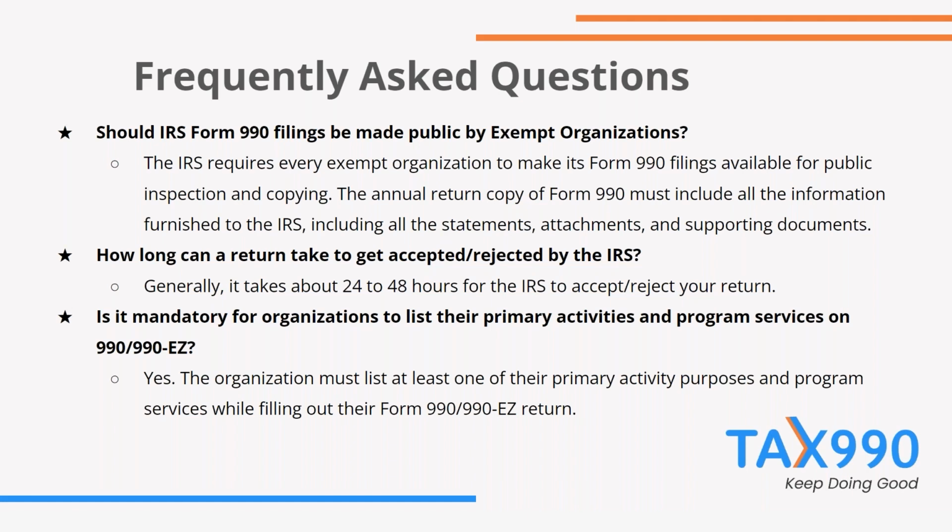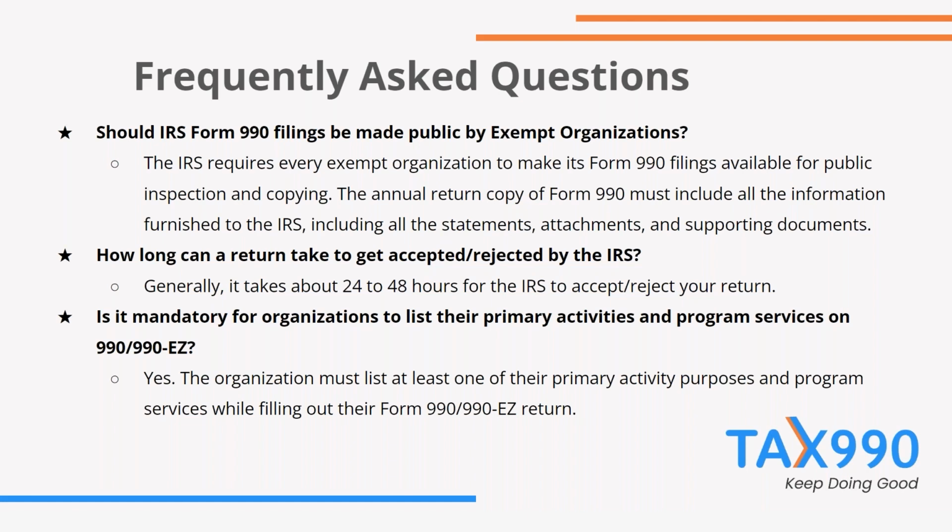How long can a return take to get accepted or rejected by the IRS? Generally, it takes about 24 to 48 hours for the IRS to accept or reject a return. However, during busy seasons, it may take a little bit longer. We typically advise 3 to 5 days, but that definitely can change.